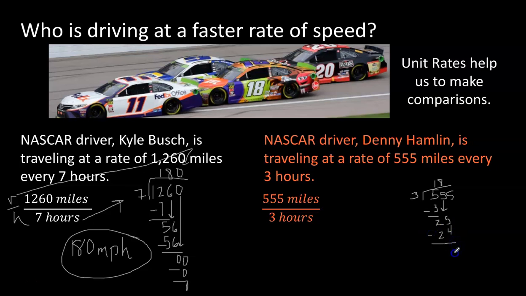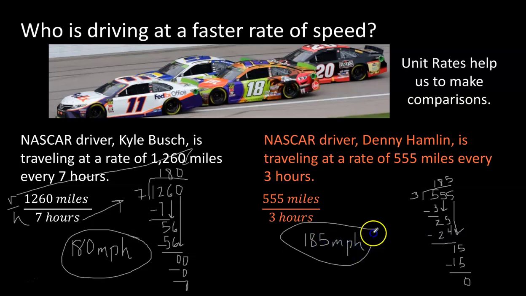25 minus 24 is 1. I can't ask the question till I bring a number down. How many times does 3 go into 15? 5 times exactly. 3 times 5 is 15. We get a remainder of 0. There's nothing else to bring down. So that means that Denny Hamlin is driving his vehicle at 185 miles per hour.